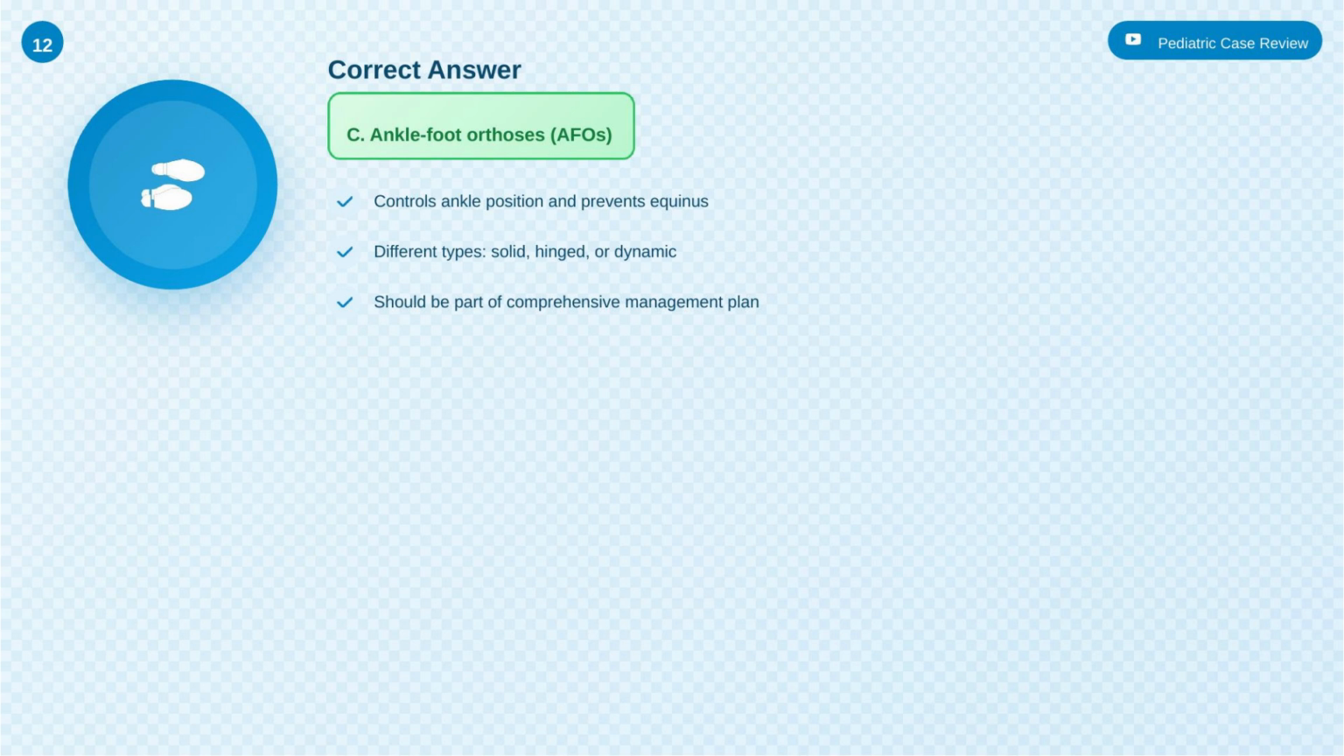They come in several designs, including solid AFOs for maximum control, hinged AFOs to allow controlled dorsiflexion, and dynamic AFOs that store and release energy during gait. Orthotic management should be integrated with physical therapy and regularly reassessed as the child grows and develops.